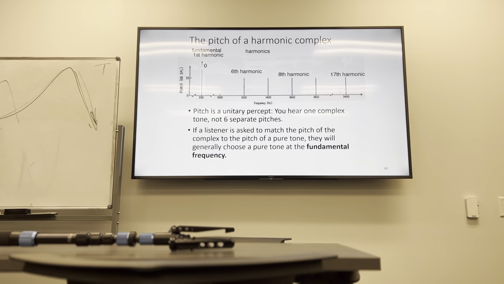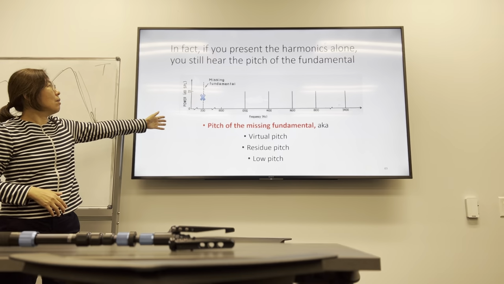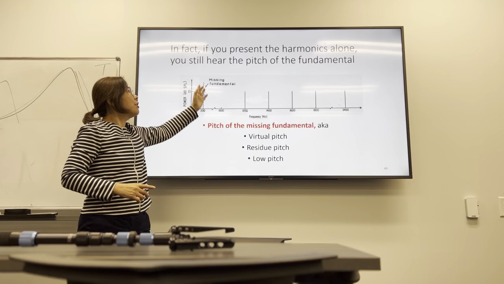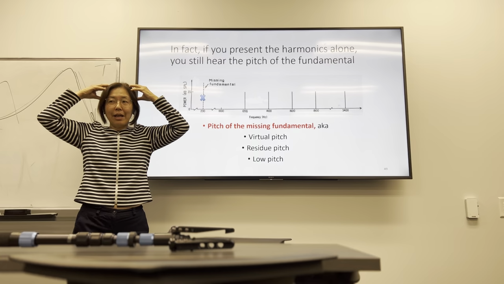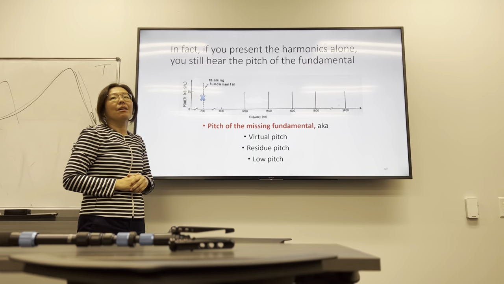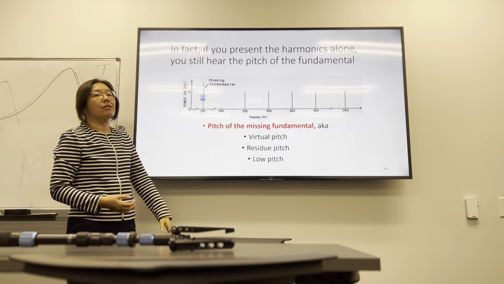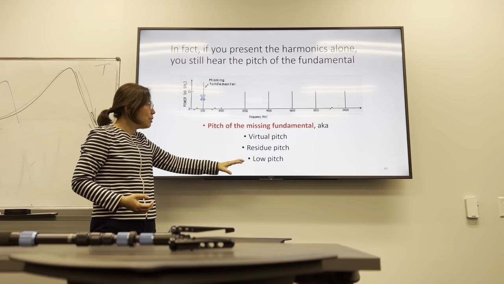In fact, if you present the harmonics alone, you still hear the pitch of the fundamental. If you're hearing only these, you can still hear it. Even if the fundamental is missing, if these sounds are constructed based on it, your brain somehow can tell the pitch of the missing fundamental. This is a very interesting phenomenon: the missing fundamental frequency. Some articles call it virtual pitch, residual pitch, or low pitch. But in general, we use the term missing fundamental frequency phenomenon.